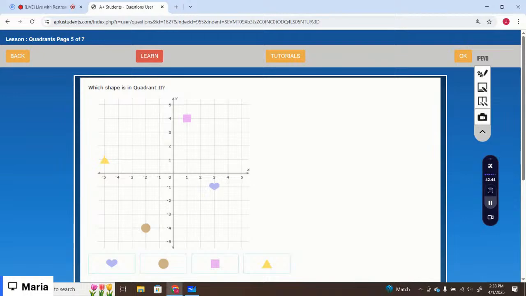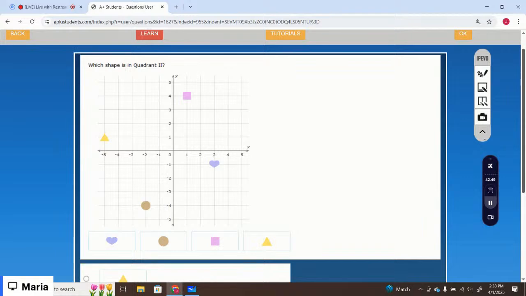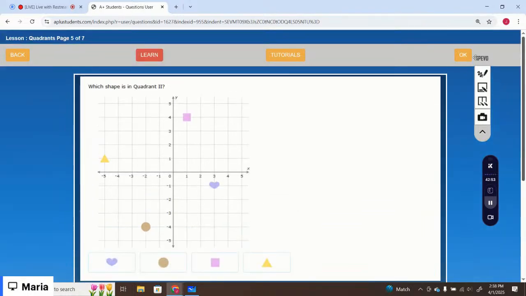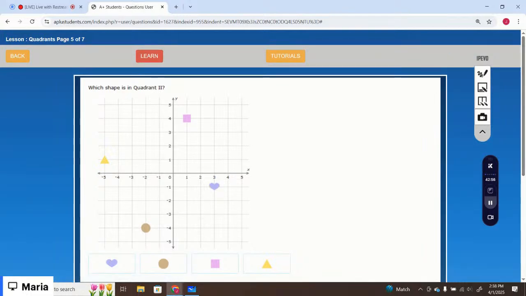What shape is in quadrant 2? Quadrant 2, triangle it is. Option number 1 is the correct option, that is a triangle.